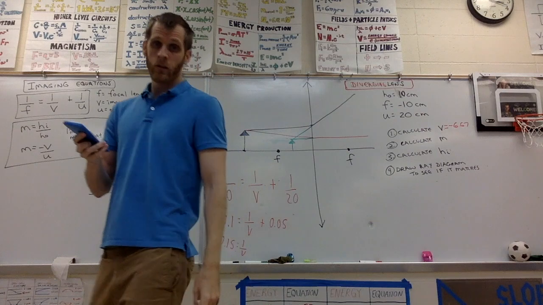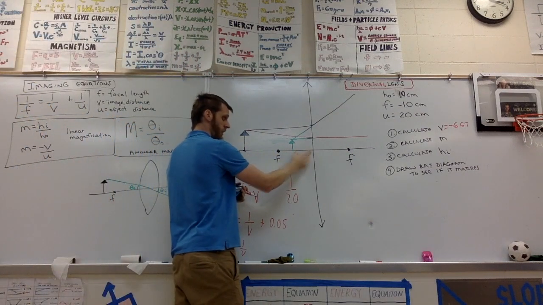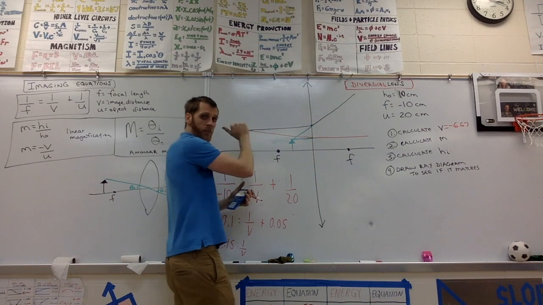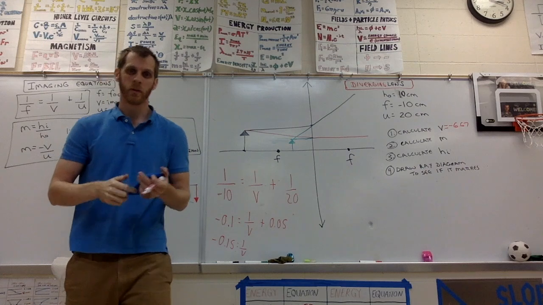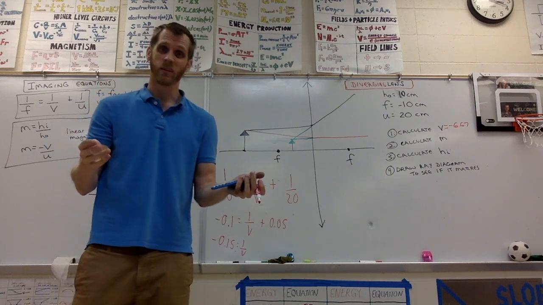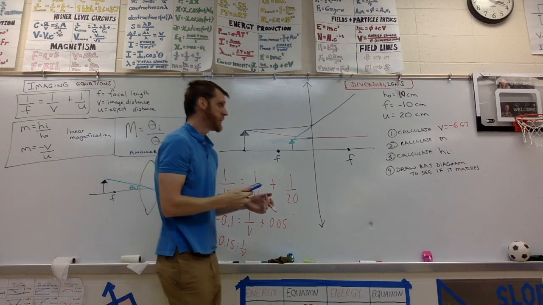Negative. So that means that the image is 6 centimeters away, but not on that side. It also tells me if I get a negative image distance, I have a virtual image because it's on the opposite side of what I expected it to. Right, that's the positive side. This is negative. Calculate magnification.